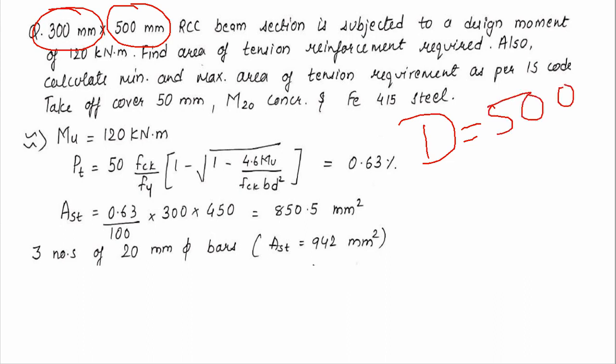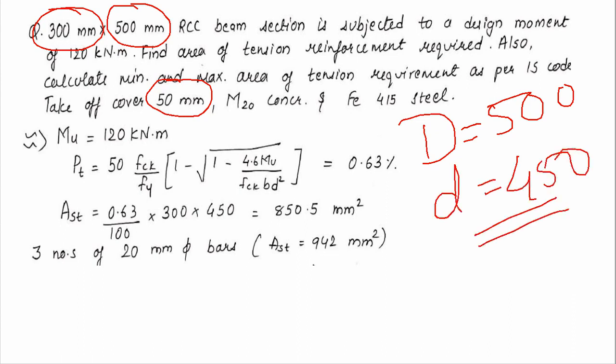Cover is also given in the question as 50 mm. So small d will be 450 mm. So the first step of ours will be to find small b and small d. Small b, that is width, is given in the question as 300 and effective depth as 450 we have calculated.